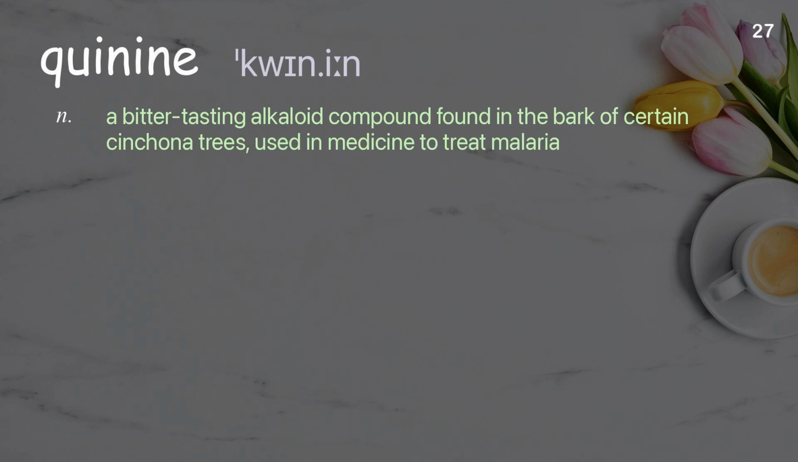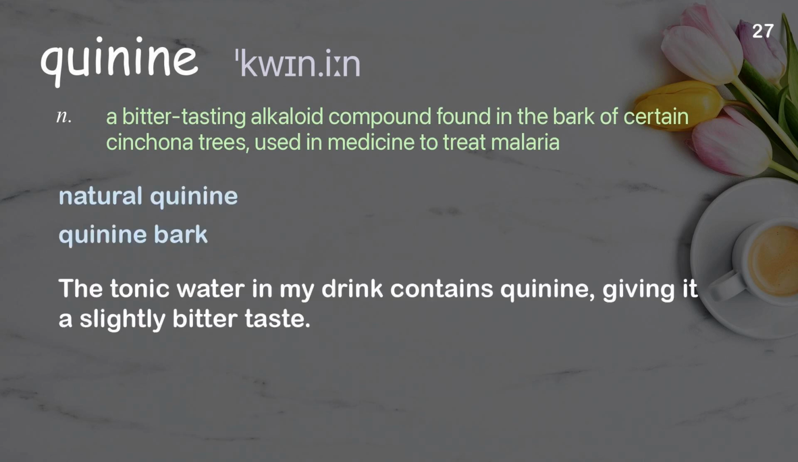Quinine. A bitter-tasting alkaloid compound found in the bark of certain cinchona trees, used in medicine to treat malaria. Examples: Natural quinine. Quinine bark. The tonic water in my drink contains quinine, giving it a slightly bitter taste.